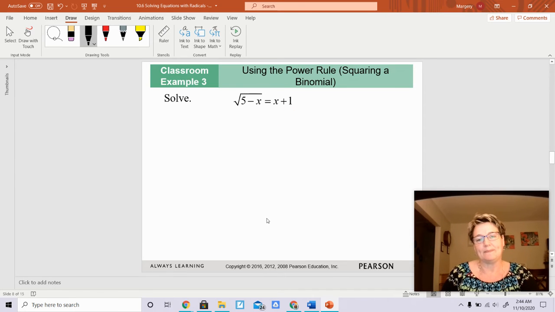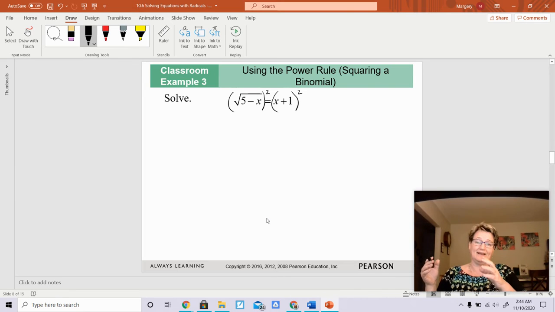Now, next one. Again, this one is different. As long as my radical is alone, I don't care what's on the other side. I just need to make sure that my radical is completely isolated, and it is. There is nothing in front of it, and there's nothing right behind it. So what I'm going to do on this is I'm going to square both sides. Now, if you notice, on the other side, it's x plus 1. So I got to grab that whole thing and I got to square it.